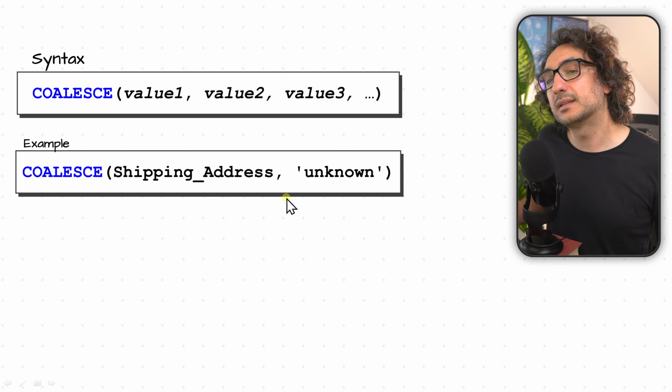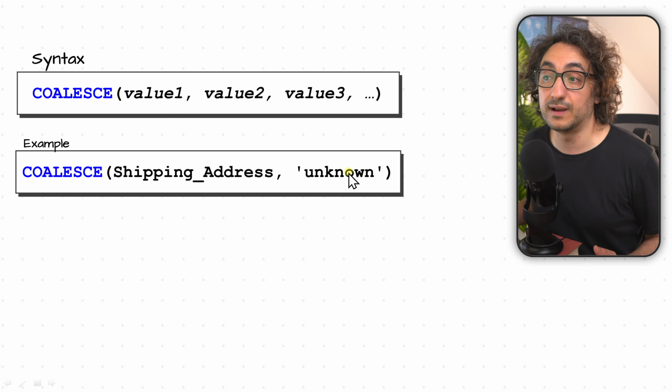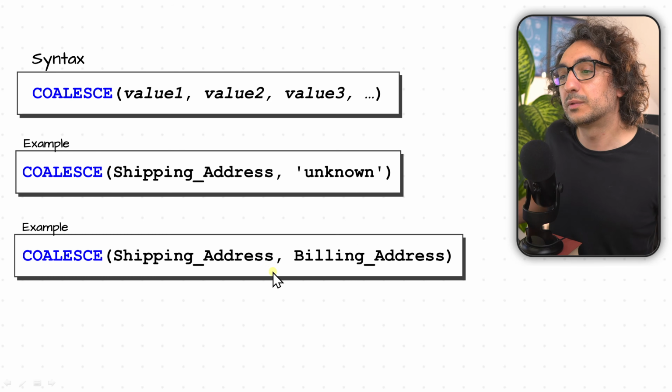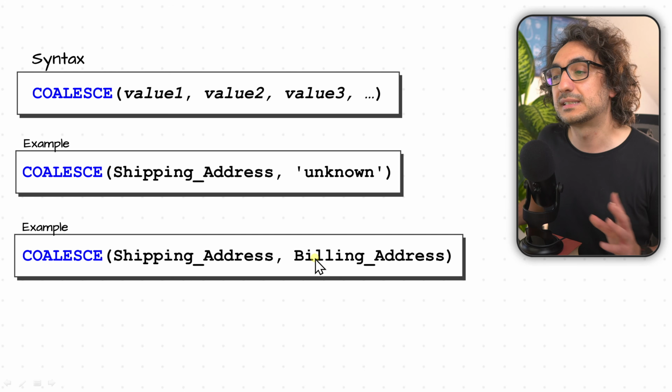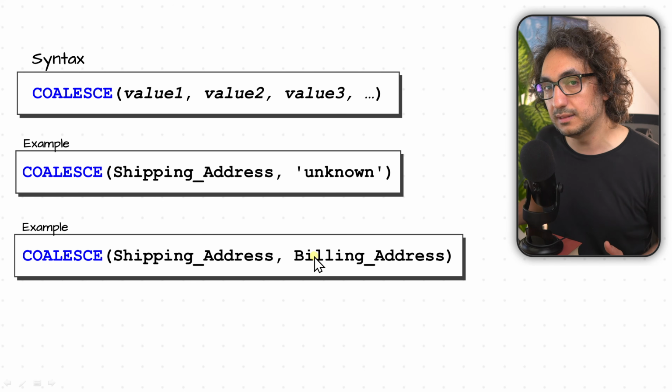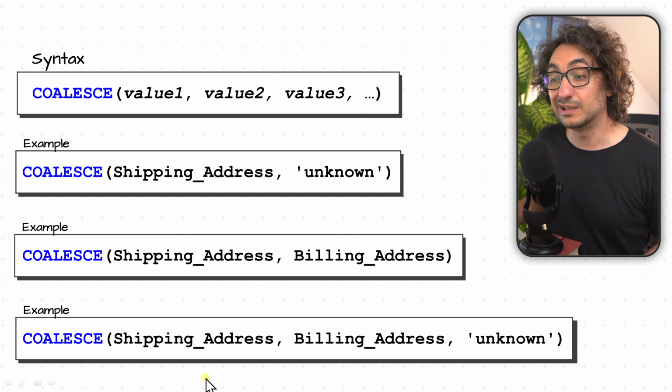So for example, we still can use it like the ISNULL where we have the shipping address where we replace the null with a static value, the unknown. Or as we learned, we can go and use 2 columns, shipping address and the billing address. So far it's the same use cases as the ISNULL. But now of course the COALESCE is not only limited to 2, we can go and use 3.